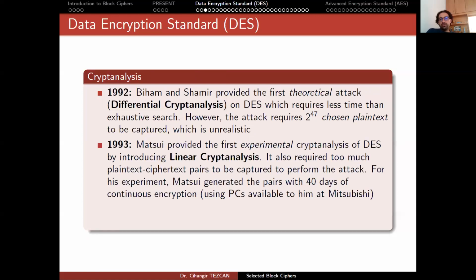Then Matsui provided the first experimental cryptanalysis of DES by introducing linear cryptanalysis. It also required too many plaintext-ciphertext pairs to be captured to perform the attack. But for his experiment, Matsui generated the pairs with 40 days of continuous encryption. He was working at Mitsubishi at the time, and as far as I know, he still works there. He used the PCs available to him at the corporation, and this is how he performed this attack in 1993. Nowadays, we have very fast computers and CPUs, so you could perform this experiment today, but he performed it 30 years ago.